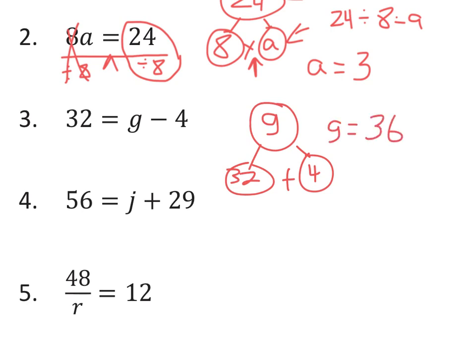And then I can plug it in and check, but this always works. If you understand part-whole relationships, this always works. 36 minus 4 equals 32. Yes, it does. Now I feel good.